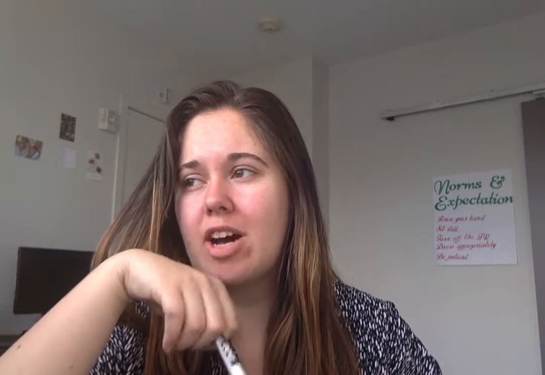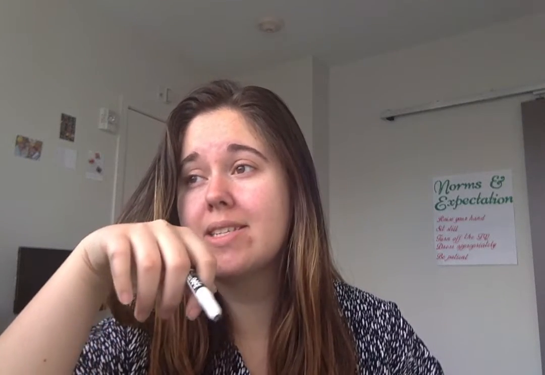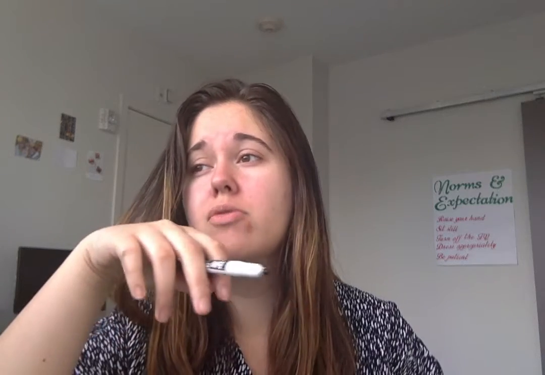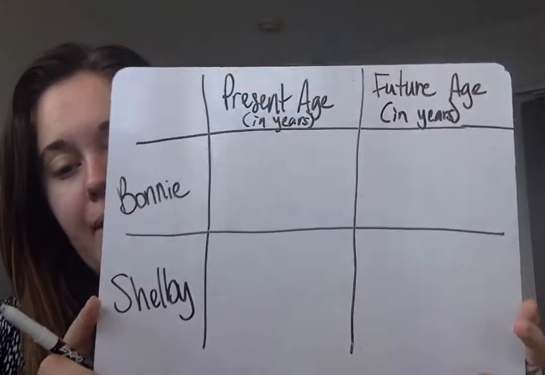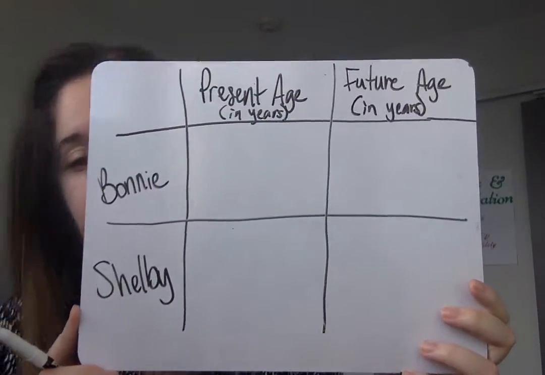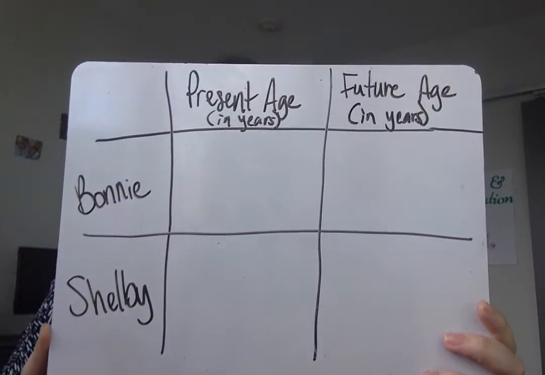So we're on example 2. Shelby is 7 times as old as Bonnie. If in 5 years, the sum of Bonnie's and Shelby's ages is 98, find Bonnie's present age. Use an algebraic approach. Okay, so I'm trying to make this a little bit simpler, so I'm going to try to make a chart like this. You may want to just pause this right now just so you can copy the chart.